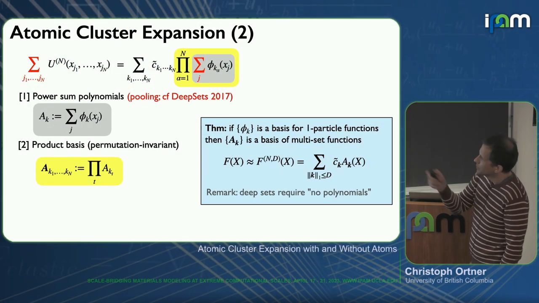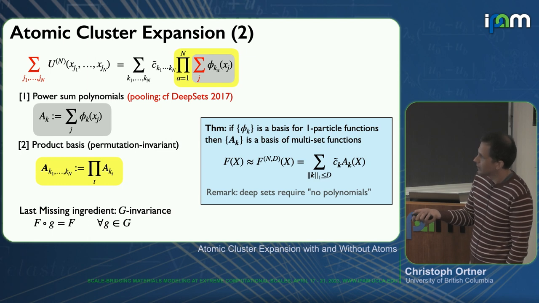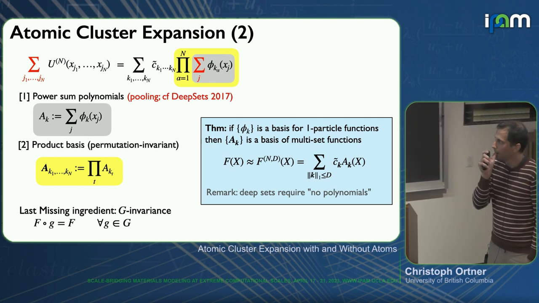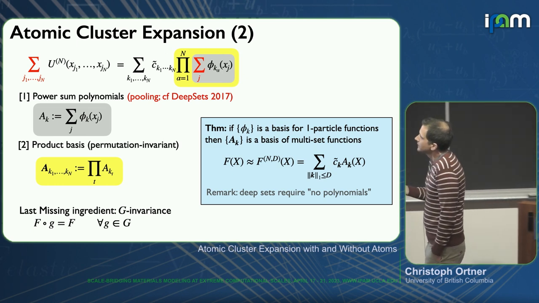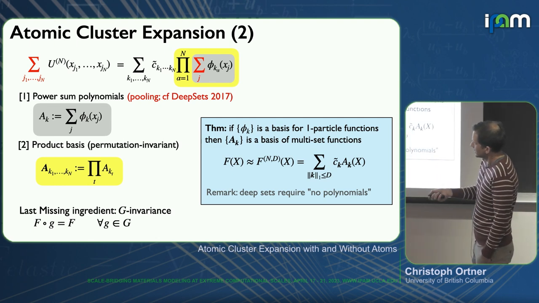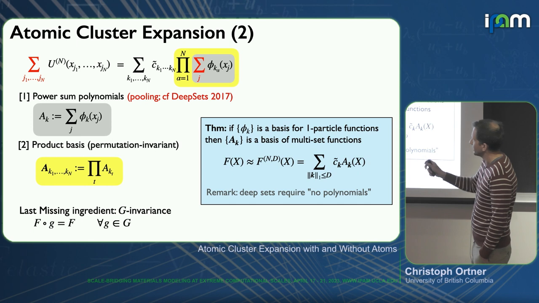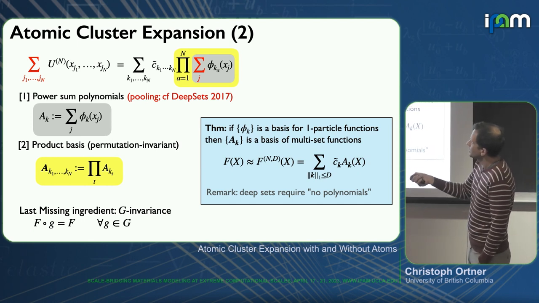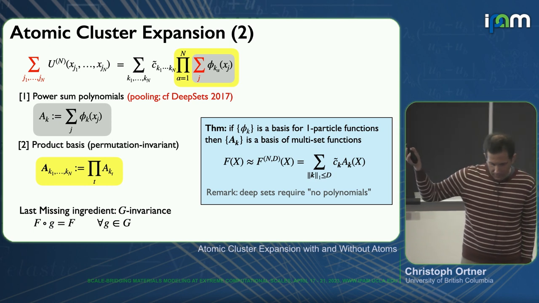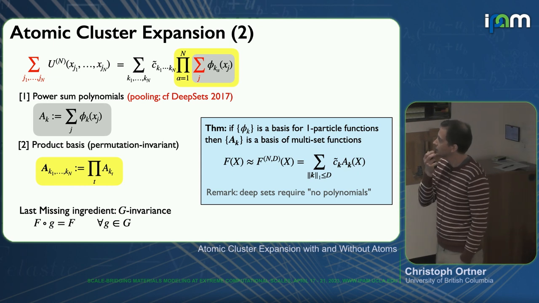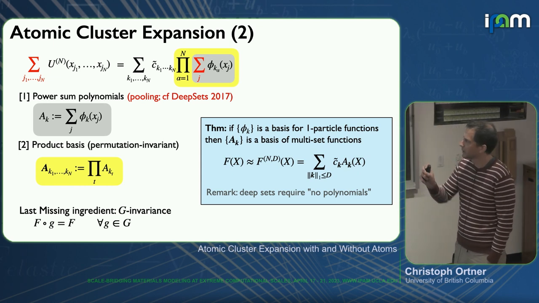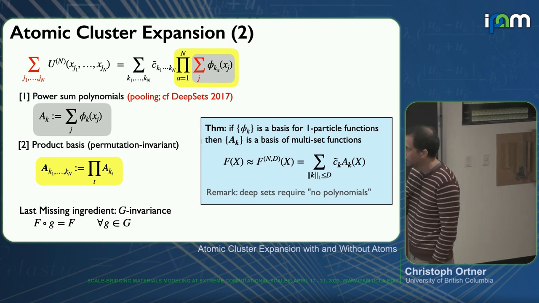Okay, what's missing now from my earlier requirements is the group invariance. I want this target property that I'm after to be invariant under some group action. We'll come to that in a second. But it's these two steps that make this cluster expansion computationally efficient. I can go into many details if people are interested, but maybe after the talk. I can exactly estimate how many terms you have and so on and so forth.